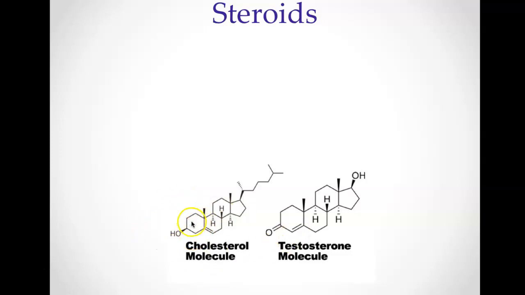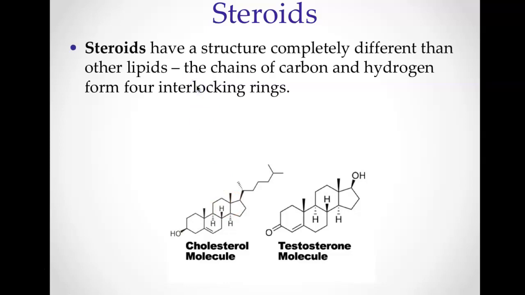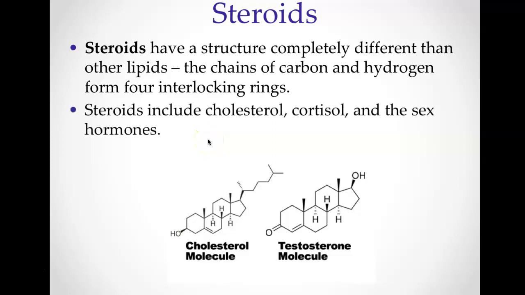So we see 4 rings fused together, and that is the hallmark of a steroid, is 4 hydrocarbon rings fused together. Right, so they have a different structure, like I said. 4 interlocking, I like to call them fused rings, not so much interlocking, fused, because fused means that 2 rings are sharing one side, like this right here. Okay, and so your steroids are going to include cholesterol, cortisol, testosterone, and estrogen, and progesterone.